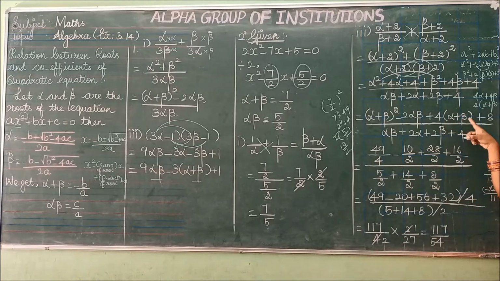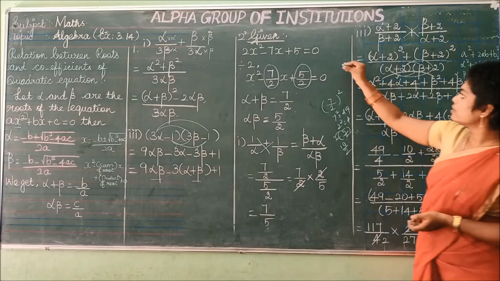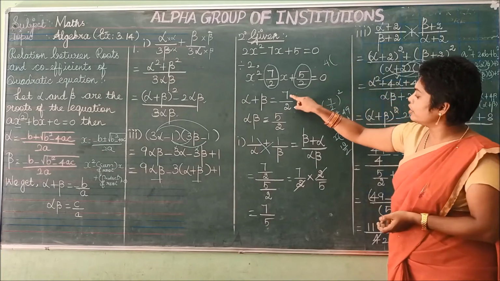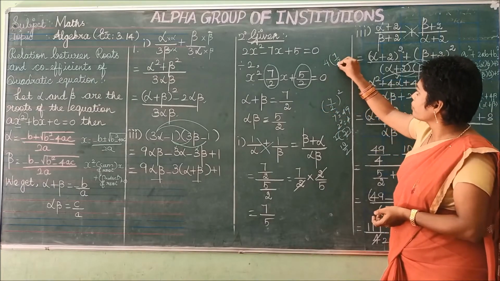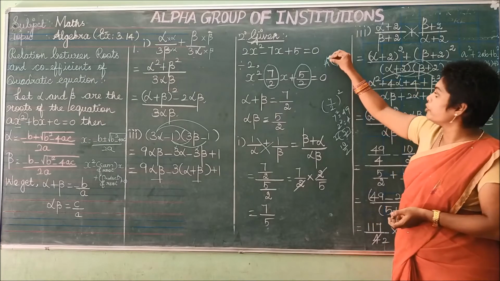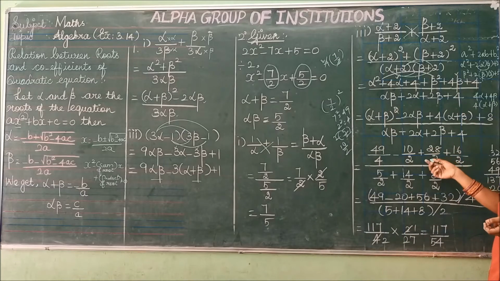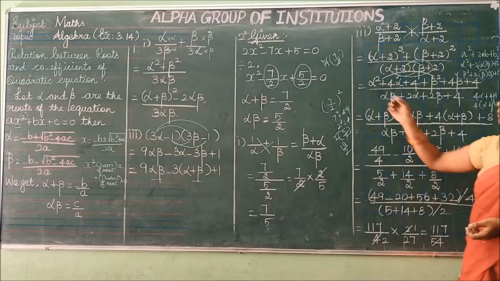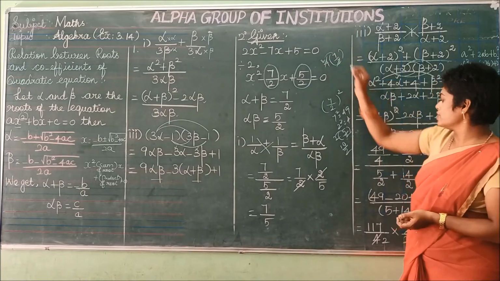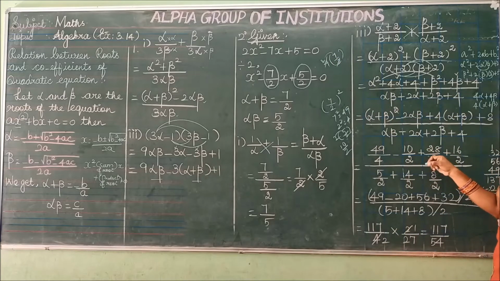Then 4 into alpha plus beta. What is 4 into alpha plus beta? 4 into 7 by 2. Cancel those values, you get 2. 2 into 7 is 14. Or else you can multiply and write it as 4 sevens are 28 divided by 2. Then plus 8. Here the other terms are over 2, so I have multiplied and divided this term by 2: 16 by 2.